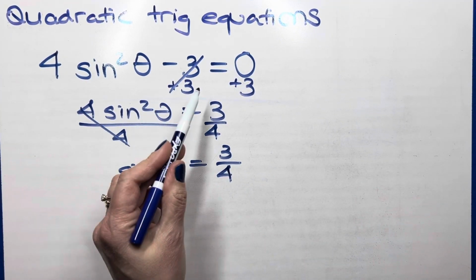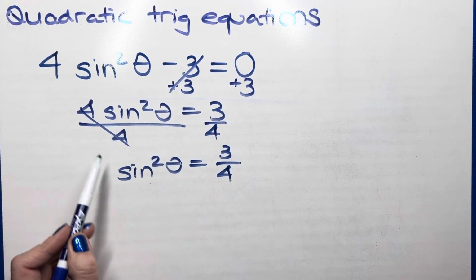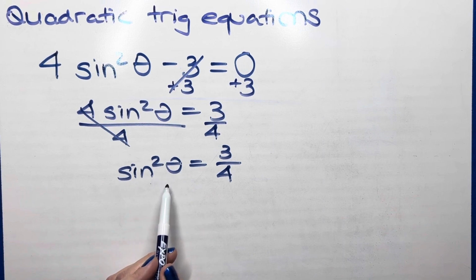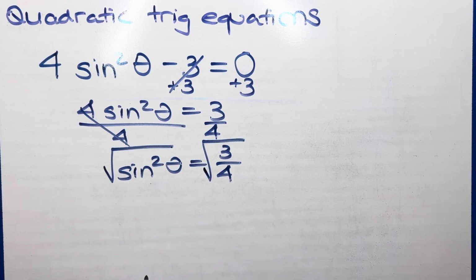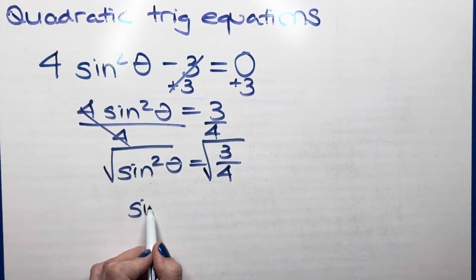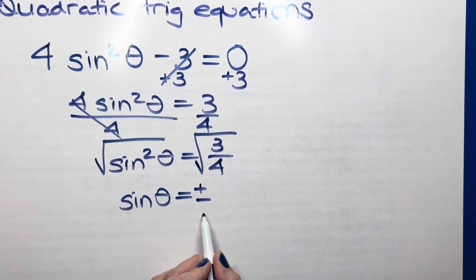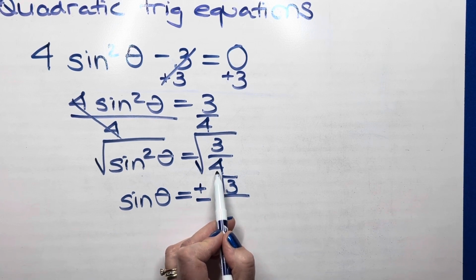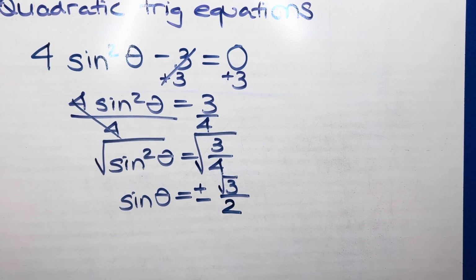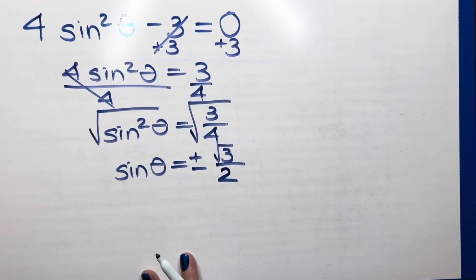Now, I've been doing and undoing the signs on my adding 3, dividing by 4. So now I'm going to undo the sine squared by taking the square root of both sides. So when I do that, I get the sine of theta is equal to now plus or minus the square root of 3. And then I can take the square root of 4. In the denominator, I'm going to have 2. Don't forget that you will have a positive and a negative solution for this when you take the square root.